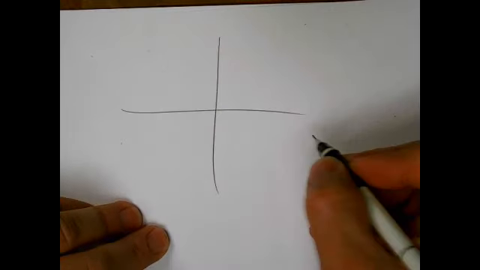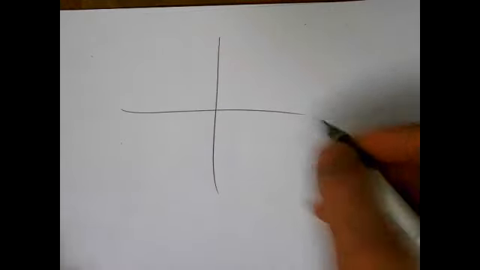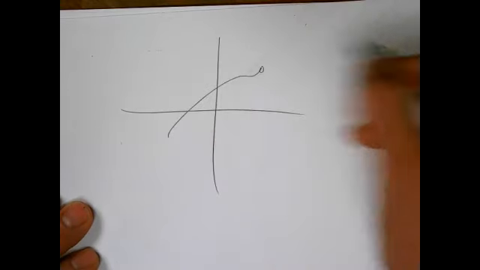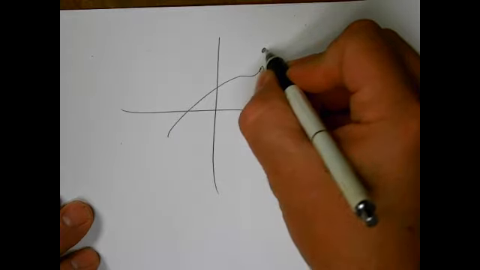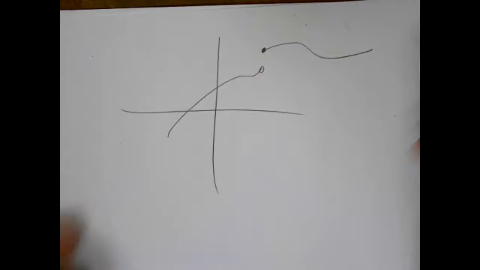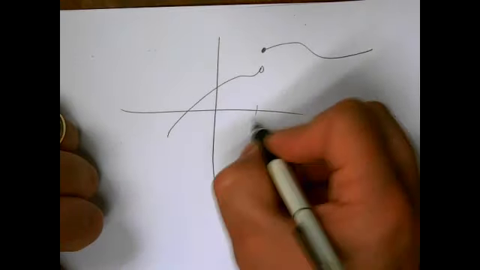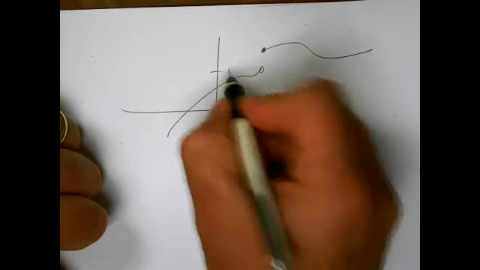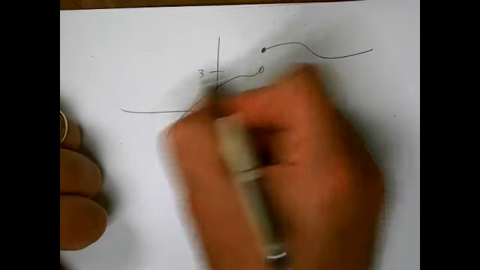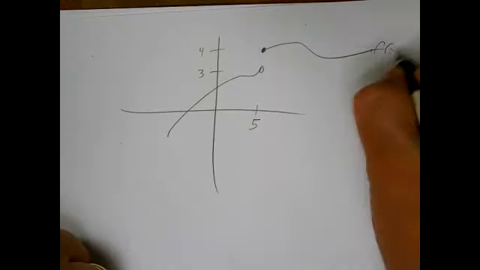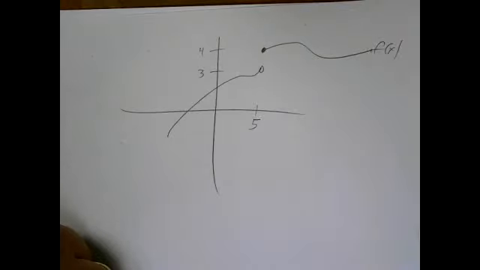Let's say I had a function that looked like this. Coming in from the left, it does this. From the right, it looks like that. Let's say that this x value corresponds to a 5. This y value is a 3, where this y value is a 4. All right? And again, the function I'm talking about is f of x.